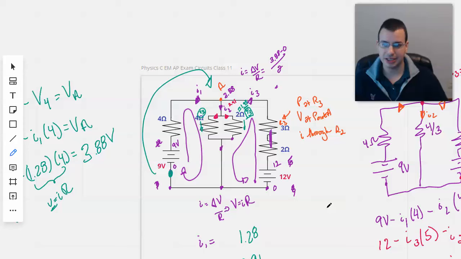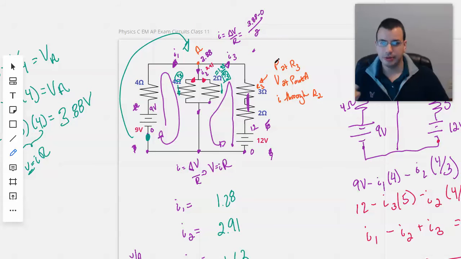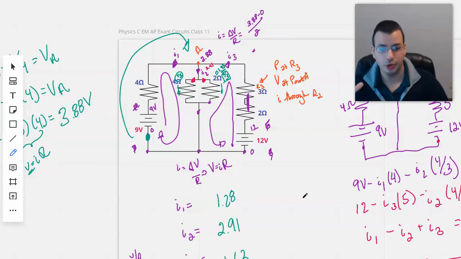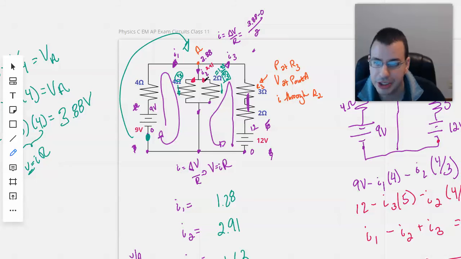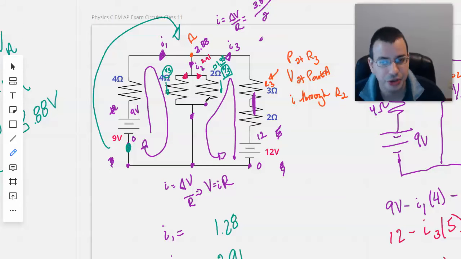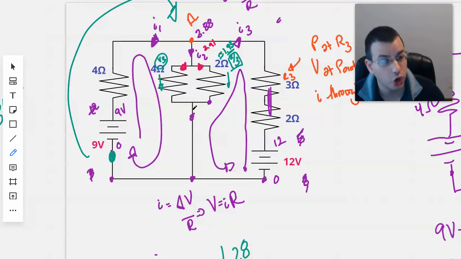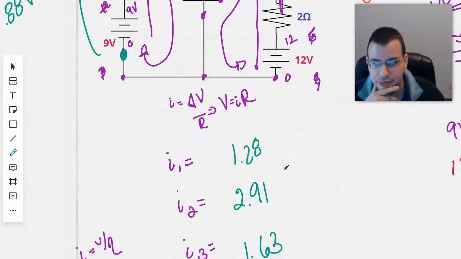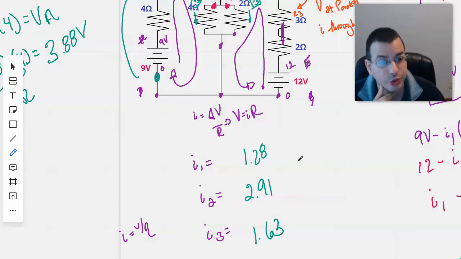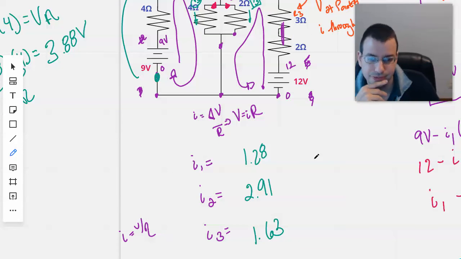To backtrack slightly, the current passing through, we were correct. Most of it goes through this 2 ohm resistor, and then the rest would go through the 4 ohm, and then the two currents would recombine, and it'd be back to the original 2.91 amps.